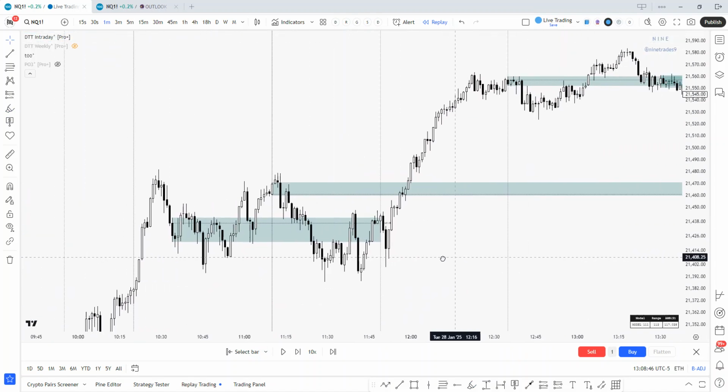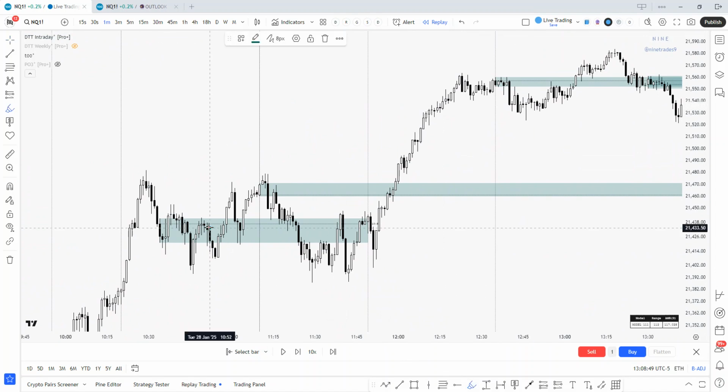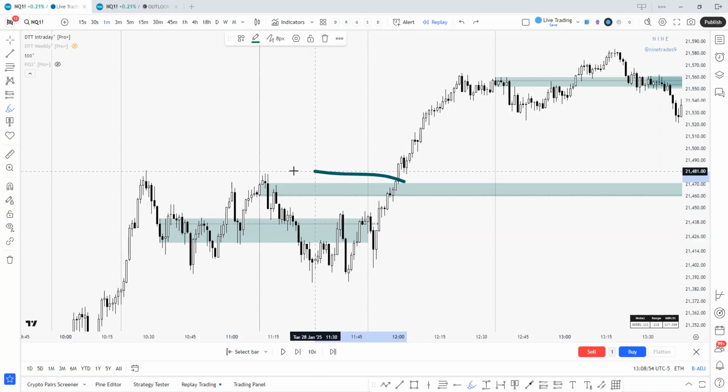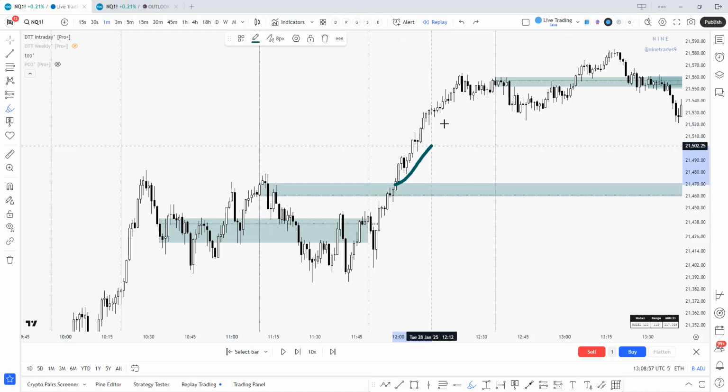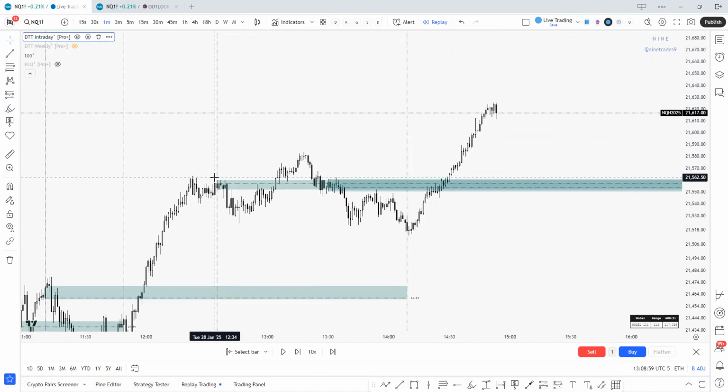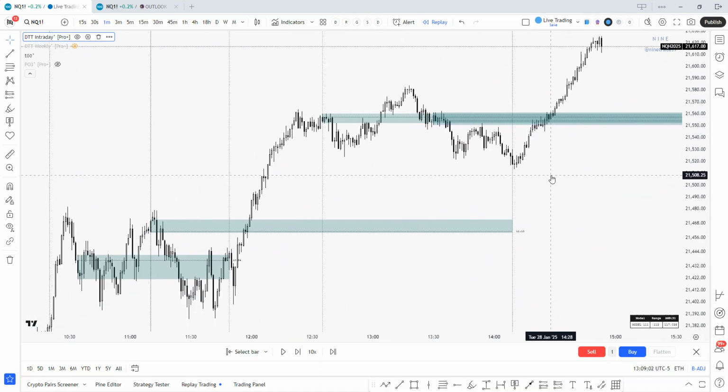Same thing and same approach here. We have two root candles. We're simply looking for a trend continuation off of these. Once we get a break above, we're expecting the trend to continue, and so forth and so forth. So that's approach number one.